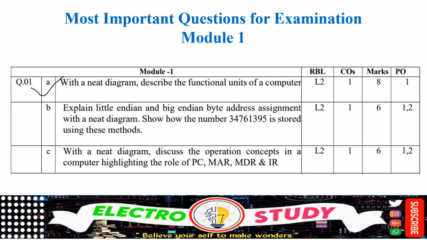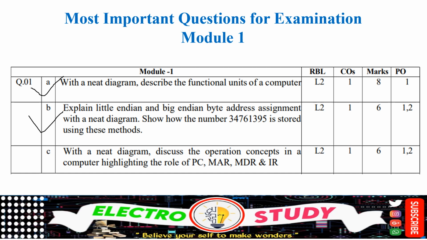Show how this number is stored using this method. So you have to explain what is Little Endian, what is Big Endian, and then store the given number in the form of Little and Big Endian. And the third one is: with a neat diagram, describe the operating concepts in a computer, highlighting the role of PC, MAR, MDR and IR.